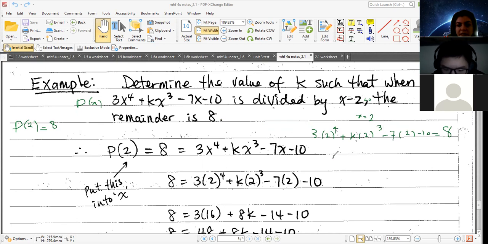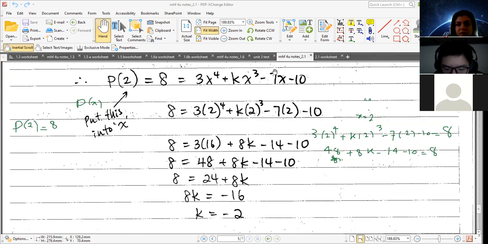Then I can rearrange. This number is going to be 48, plus 8k, minus 14, minus 10, is equal to 8. I just need to rearrange it for k. If I bring the 8 to this side, it's going to be 48 minus 8, minus 14, minus 10, is equal to negative 8k. If you do that, you will get 16 here. Negative 8k. Divide both sides by negative 8. So k is equal to what? Negative 2. Any question?